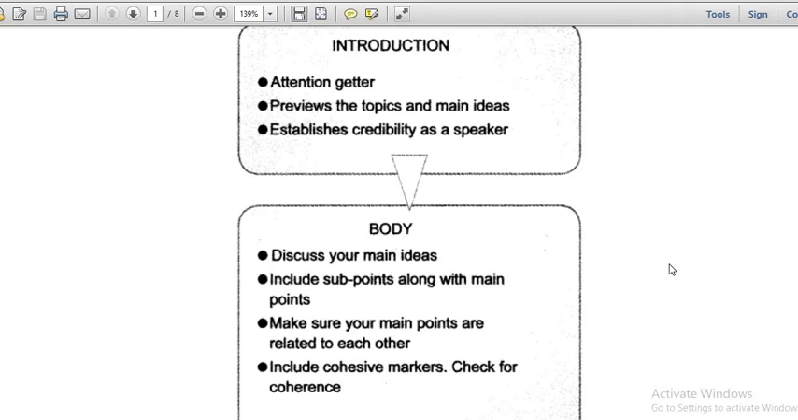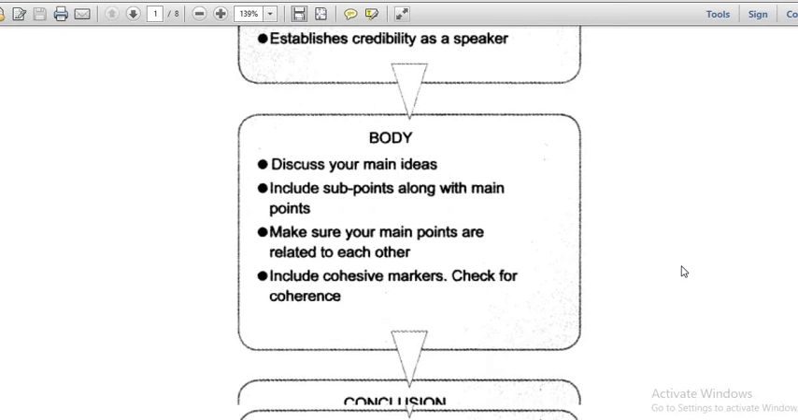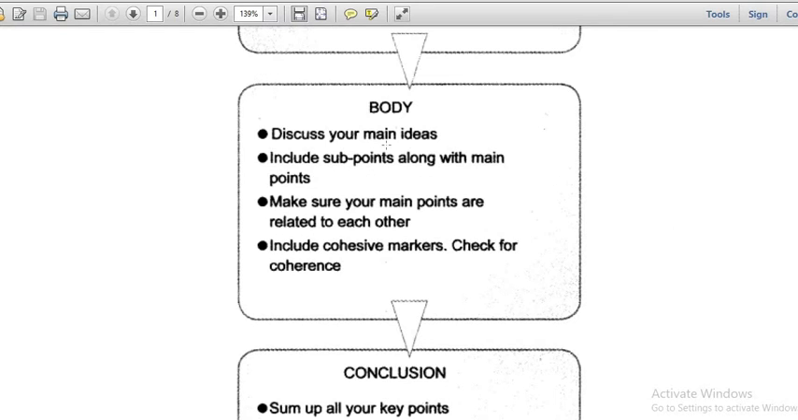You have to discuss the topic. You have to introduce yourself, and then you have to discuss the topic. Now the body is very, very important. See, it is written, body: discuss your main ideas. In the body of the speech, you have to discuss your main ideas.